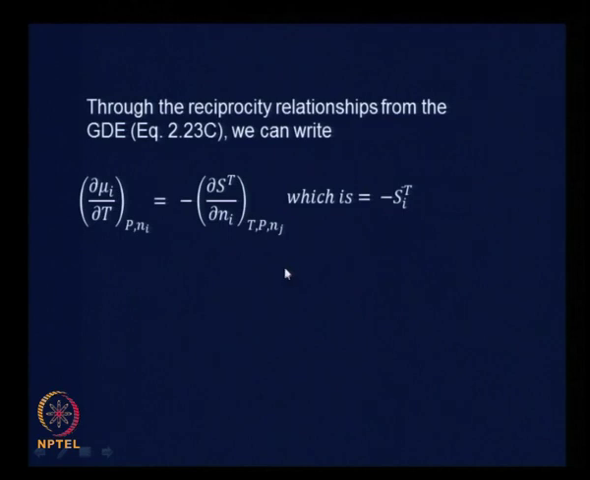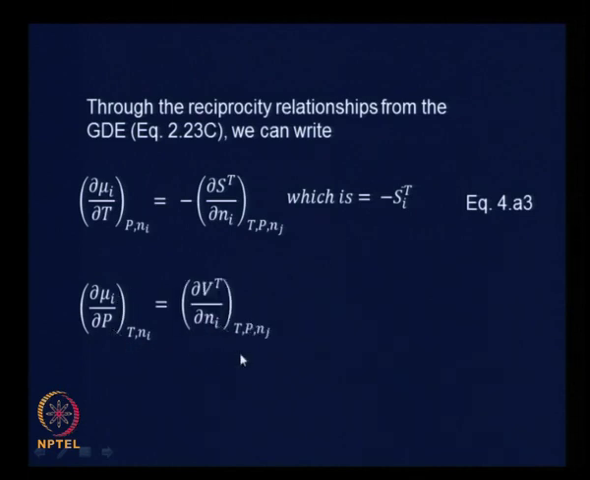This is the partial molar entropy, and this relationship comes from applying the reciprocity relationship to the Gibbs-Duhem equation. Another reciprocity relationship gives us dou mu_i by dou P at constant T, N_i equals dou V_T dou N_i at constant T, P, N_j, and this you all know is the partial molar volume of the species i. This is equation 4a4.